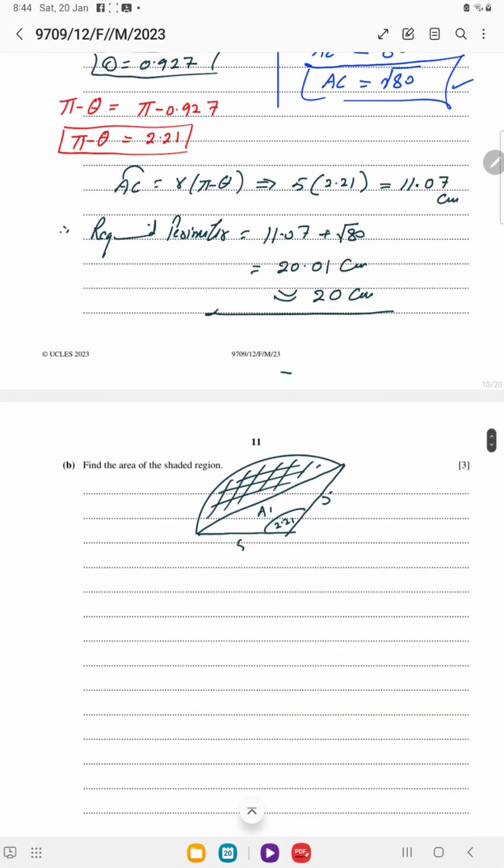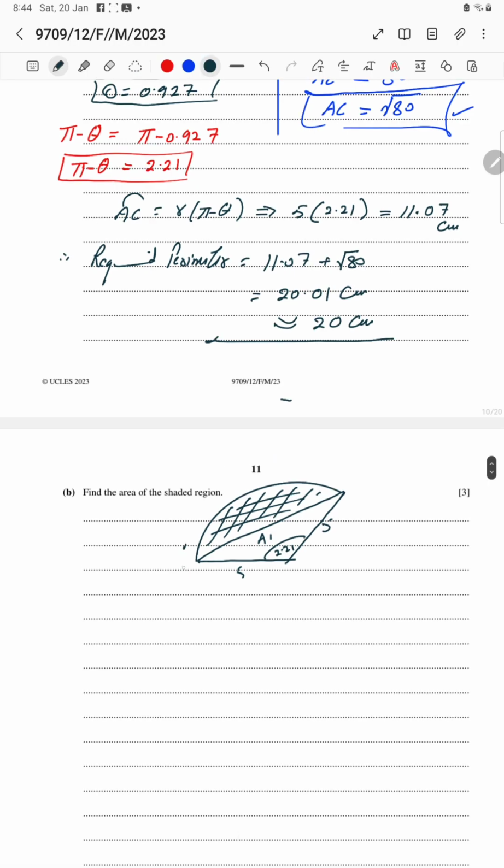Let me see the figure again. Yes, I'm writing the same alphabets, the vertices of the figure A, C and D. Required area equals what? Area of sector ADC minus area of triangle ADC. So that can give me the result.